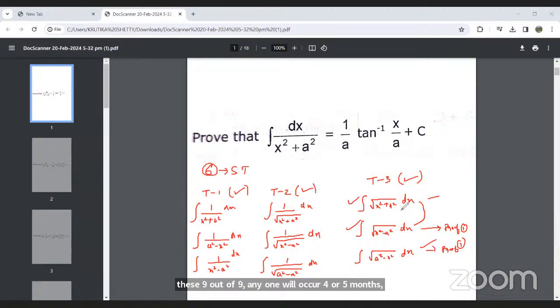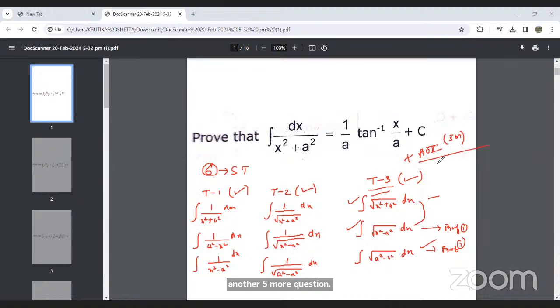Today these three are very important. If you are perfect in applying these three, that is type 3, you can easily solve a question on application of integration. So this will make you ready for another 5 mark question on application of integration.